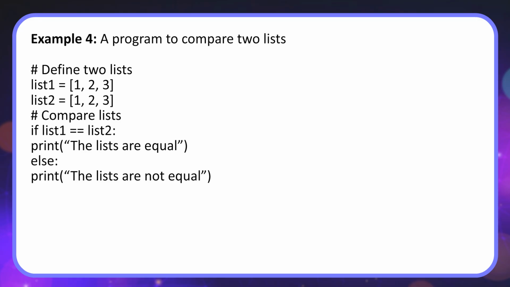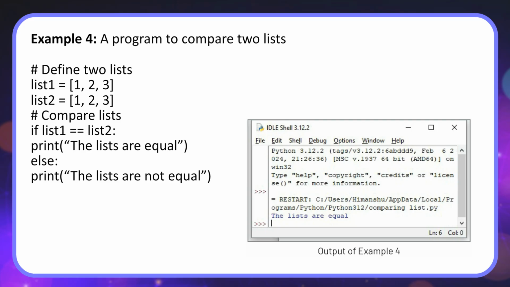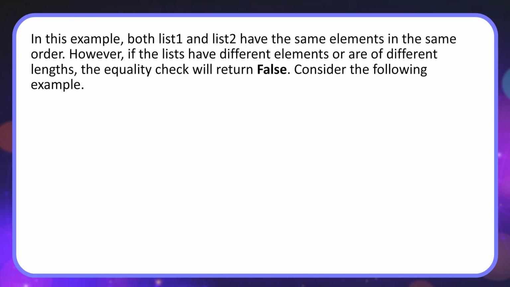# Define two lists. list1 = [1, 2, 3]. list2 = [1, 2, 3]. # Compare lists. If list1 == list2, print('The lists are equal'), else print('The lists are not equal'). Output of example 4. In this example, both list1 and list2 have the same elements in the same order. However, if the lists have different elements or are of different lengths, the equality check will return False.